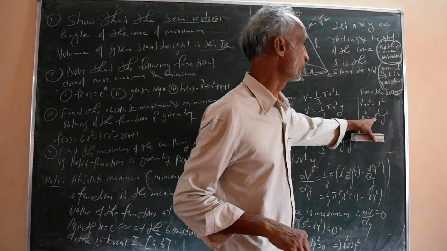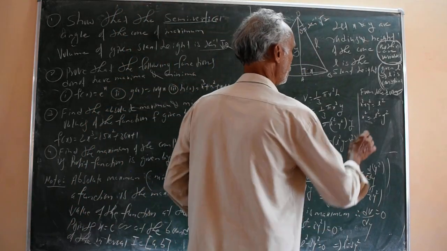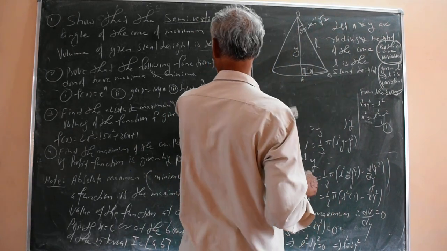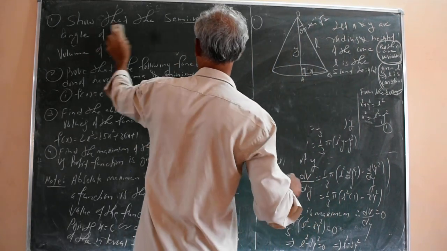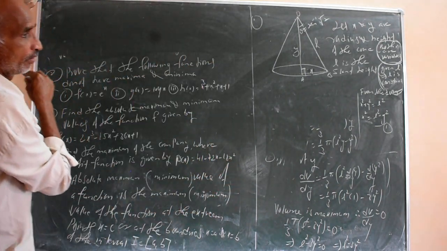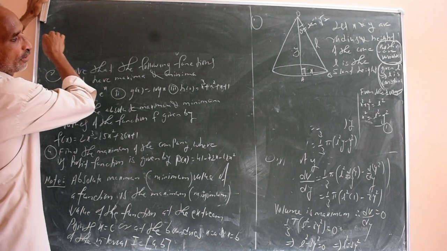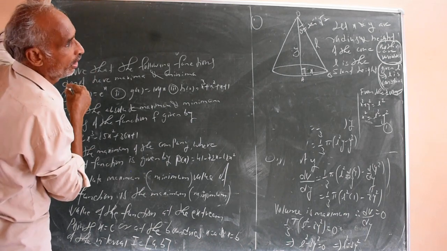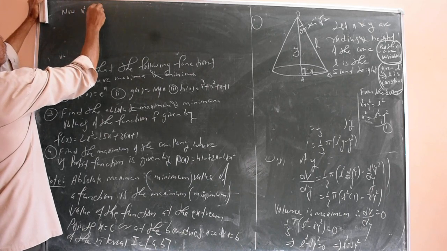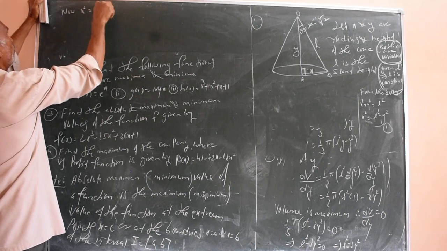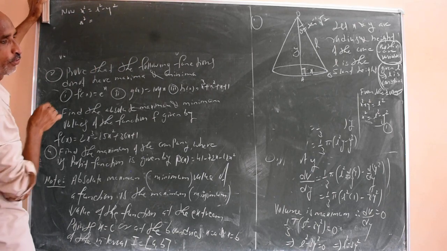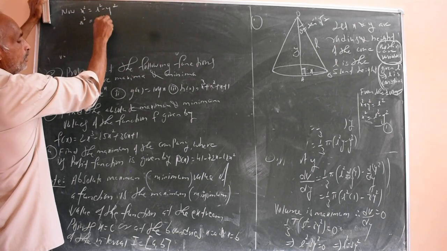I will substitute L square in this particular expression 1. I will retain that, and the diagram will be needed here. So L square is equal to 3y square. Now x square is equal to L square minus y square. Therefore x square is equal to L square, which is 3y square, minus y square.